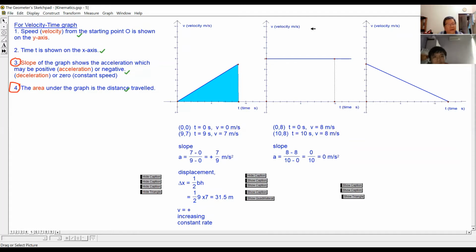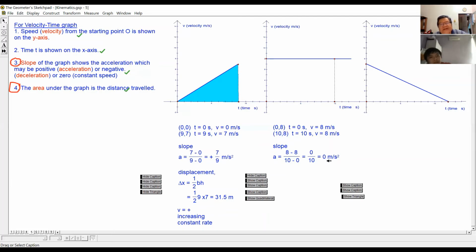Okay, do you have an idea what to do or not? Using the 2 points marked on the graph, I try to find the area. I try to find the slope. The slope is 8 minus 8 over 10 minus 0. Right? So the slope is actually 0.